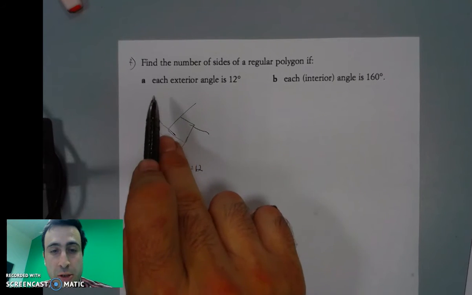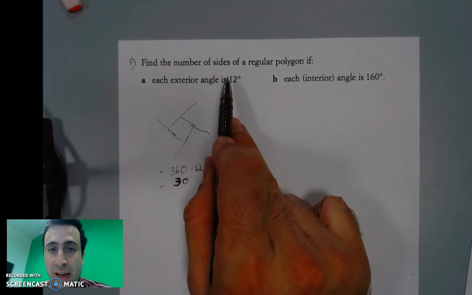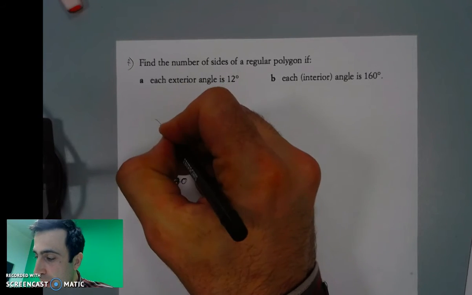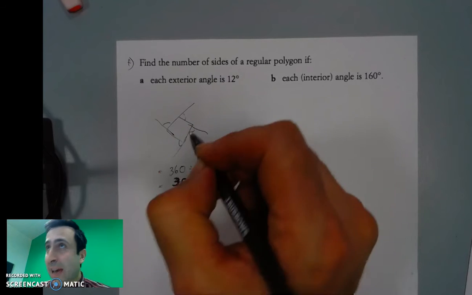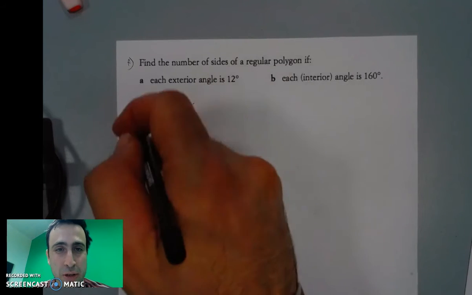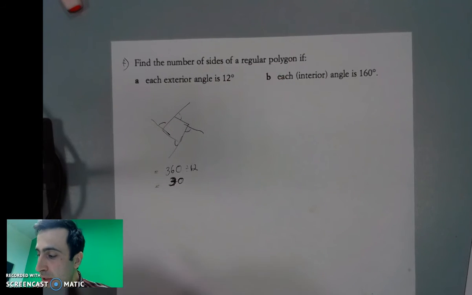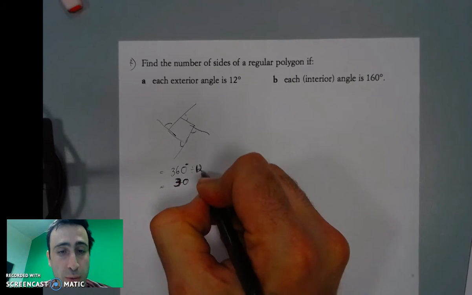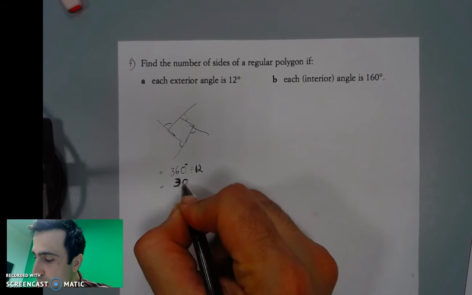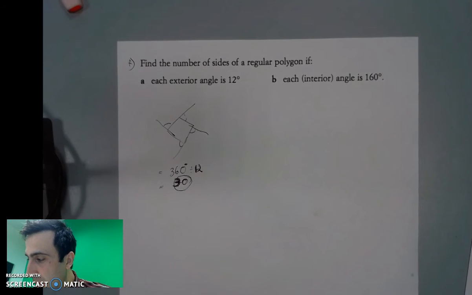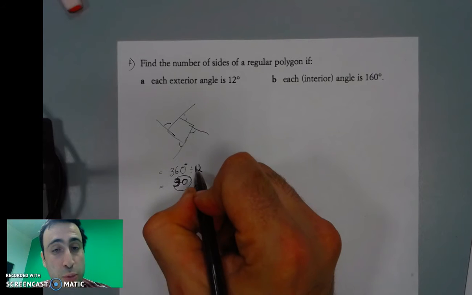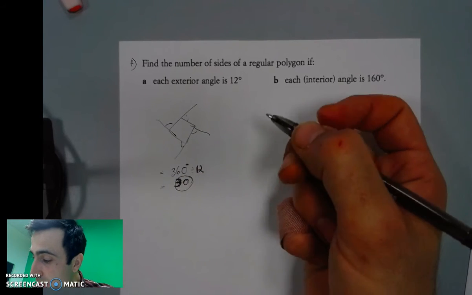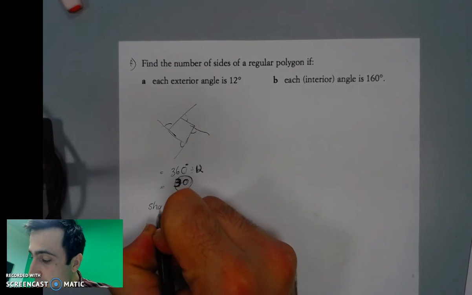But if we look at this situation where each exterior angle is 12 degrees, we need to imagine that each angle on the outside is 12 degrees. How many would it take to add up to 360 degrees? So in this case, we do 360 degrees divided by 12. Please excuse my awful writing. And we see that it would take 30 exterior angles in order for 12 degrees to eventually add up to 360 degrees. And so this shape has 30 sides.